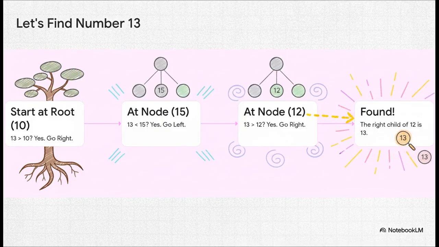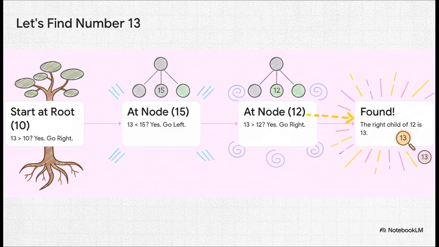Okay, let's walk through an example. Say we're looking for the number 13. We always start at the root, which is 10. Now, is 13 bigger or smaller than 10? It's bigger, right? So we know it has to be on the right side. We just completely ignored the entire left half of the tree. Cool. So we move to 15.